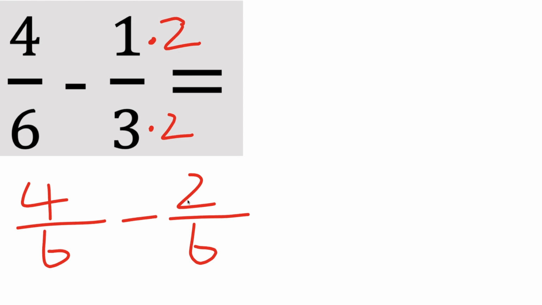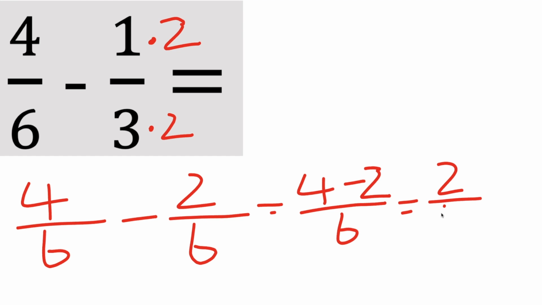And now all we need to do is subtract the numerators from this piece and this piece. So we would get ourselves 4 minus 2 divided by, our common denominator is 6, so 6. 4 minus 2 we know is going to give us 2 divided by 6.